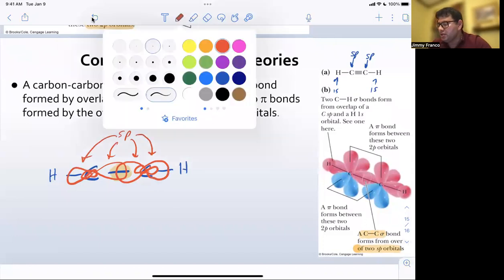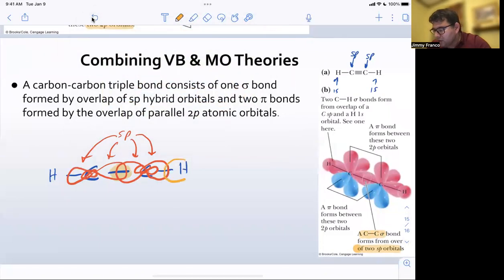Now, hydrogen is always just the s. So those are my s orbitals. And so those hydrogen bonds are the overlap of the carbon sp and the hydrogen s orbital on that outside. So this is the overlap of an s and an sp orbital overlapping on the outside.